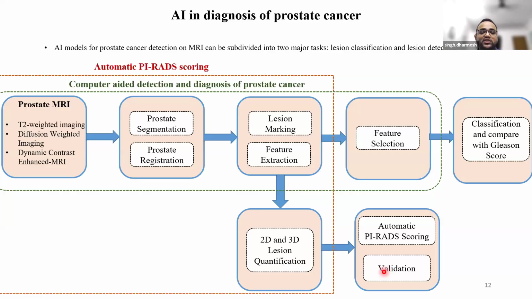Finally, all of this information is integrated into the automated PI-RADS scoring, and the AI system assigns PI-RADS score categories consistently and objectively, followed by validation. To summarize, the upper part of the workflow focuses on classification, while the early and middle stages represent detection. Together, these tasks bring us closer to a fully automated, reliable, and reproducible system for prostate cancer diagnosis using MRI.